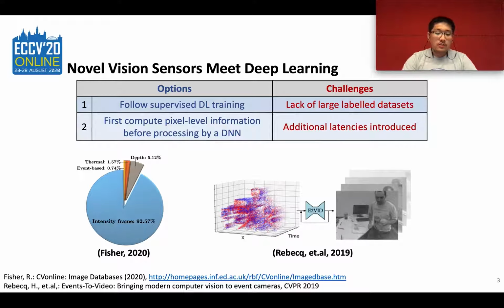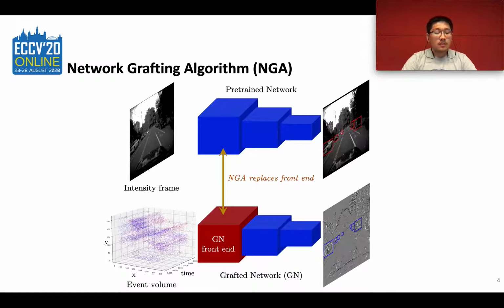The second way is to first compute pixel-level information before processing by a DNN. For example, we can reconstruct intensity frames using polarity events. This reconstruction introduces additional latencies that are not desirable for certain scenarios. To resolve these problems, in this paper, we propose network grafting algorithm, or its short form NGA. Given a pre-trained network that detects objects in this case, NGA trains a grafted front end to replace the original front end. The grafted network can directly process the input from a novel sensor and achieve competitive performance.